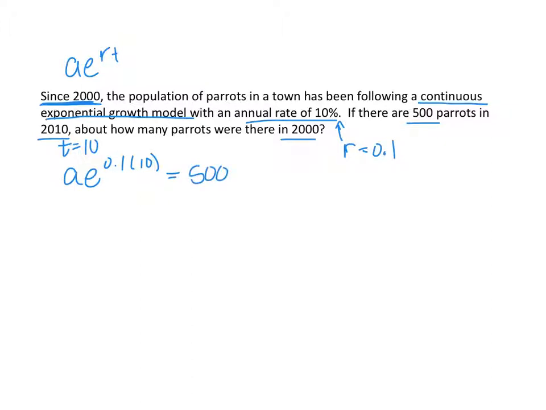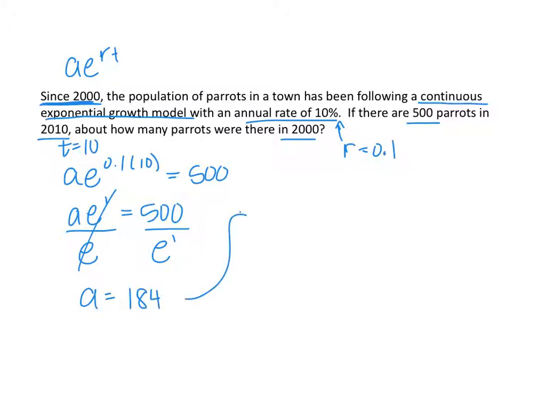Okay, so basically what we want to do, I'm going to simplify this exponent. I'm going to write it as A times E to the 0.1 times 10 is just 1. So it's E to the first. And we want to solve for A, so that means we're going to divide both sides by E. In your calculator, you can type 500 divided by E. It might make you put in an exponent on the E and just put E to the first. And if you do that, you should get about 184.